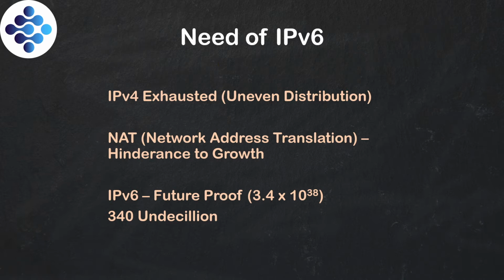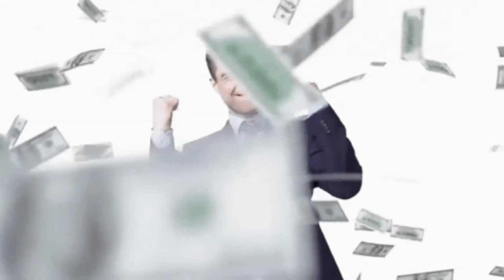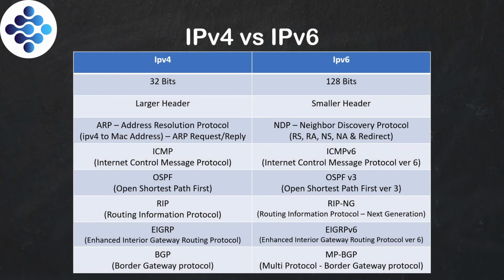In case of IPv6, it is 128-bit. How much is 128 bits? It is 3.4 into 10 raised to 38. This equals about 340 undecillion, right? A bit uncommon word to hear, but this is 340 undecillion, and this number is large enough to handle current internet growth.